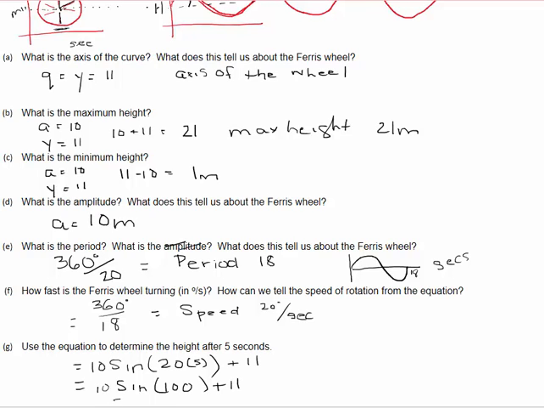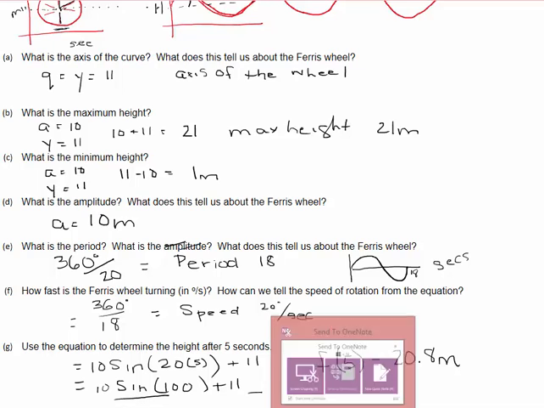Be sure that you do your multiplication first and your addition last. It's important with these videos that you take the time, pause it, and actually use your calculator to be sure that you're getting the same answer that I am. So f at 5 seconds, what we're solving for, would be 20.8 meters off the ground.